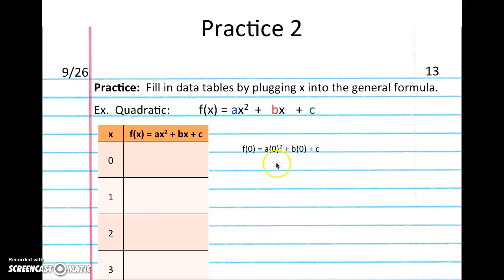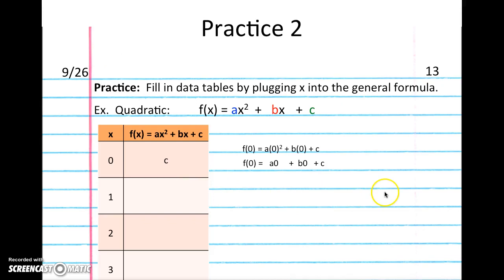I know that 0 squared is 0, so f of 0 is going to be a times 0 plus b times 0 plus c. Now a times 0 and b times 0, those are both zeros, and when you combine zeros together, it gives you zeros. So all of this is just 0. So I have 0 plus c, and my final answer is c, so I'm going to put that in here.